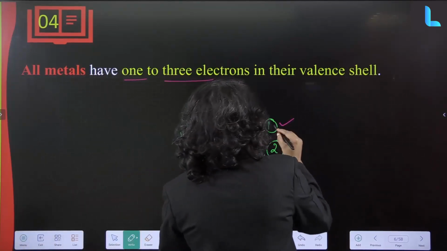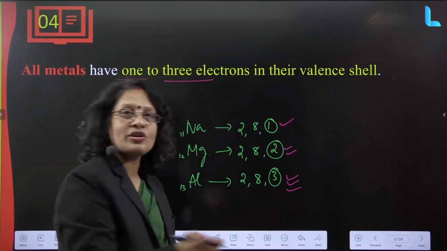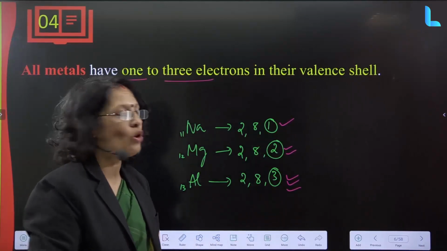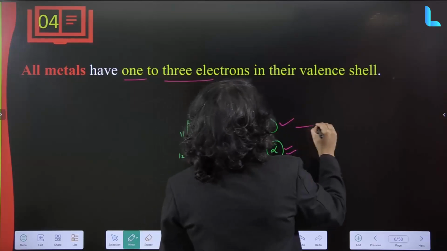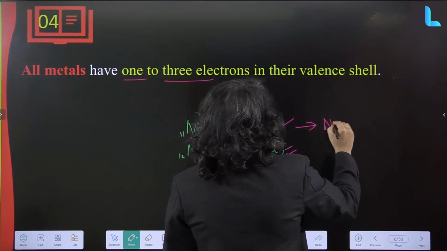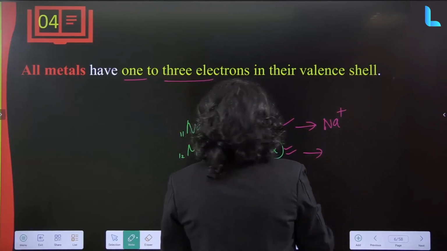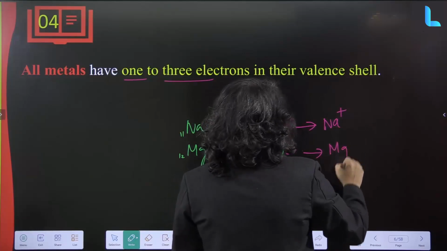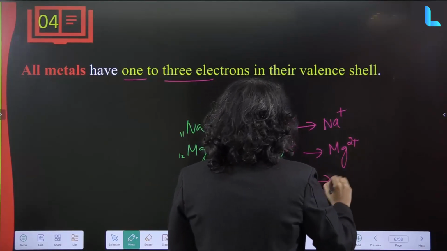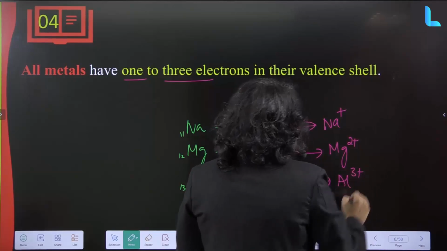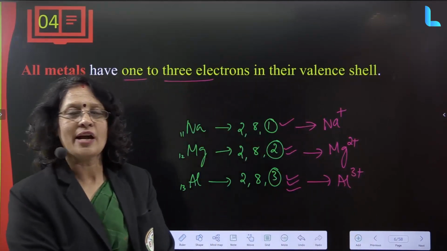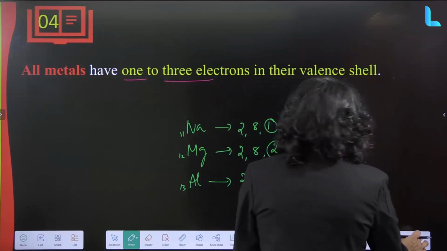Now by losing these electrons, they can attain an octet. Octet means the next, penultimate shell will have an octet. Na loses 1 electron, so Na becomes Na+. Mg loses 2 electrons, so Mg becomes Mg2+. Al loses 3 electrons, so Al becomes Al3+. Like that, cations are obtained by loss of electrons.